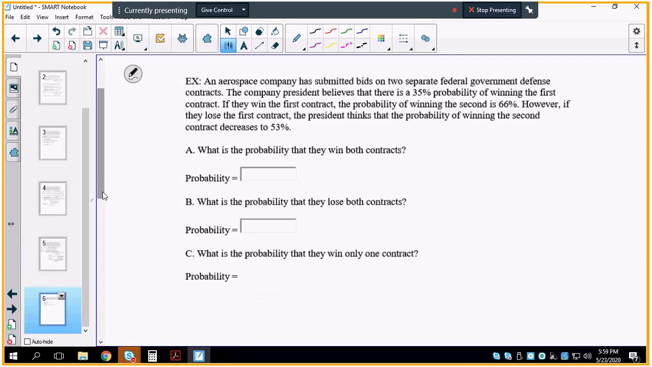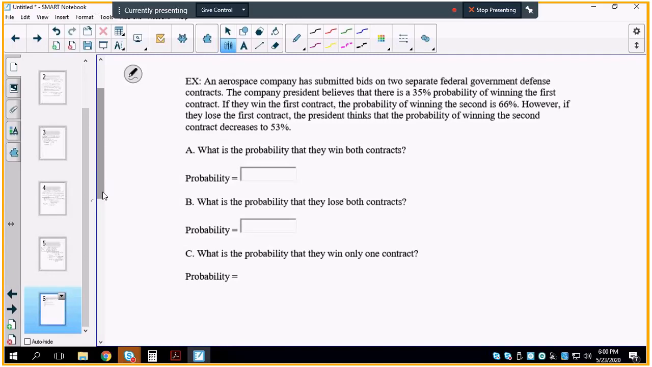An aerospace company has submitted bids on 2 separate federal government defense contracts. The company president believes that there is a 35% probability of winning the first contract. If they win the first contract, the probability of winning the second contract is 66%. However, if they lose the first contract, the president thinks the probability of winning the second contract decreases to 53%. What is the probability that they win both contracts?